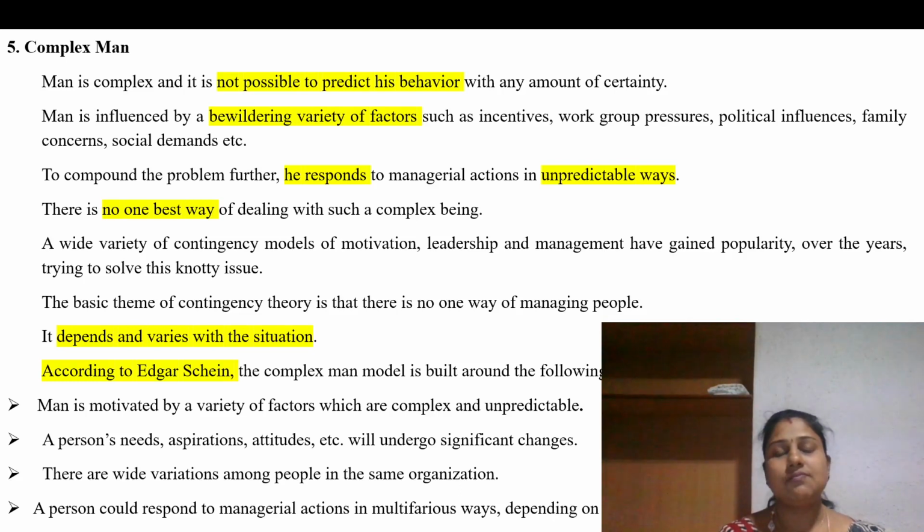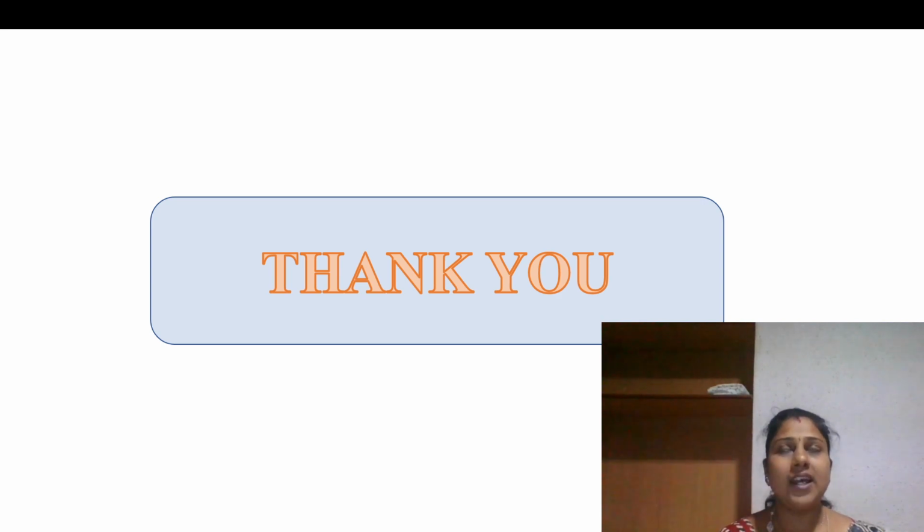So that's what we have seen today, the five models of human behavior, the models of man.